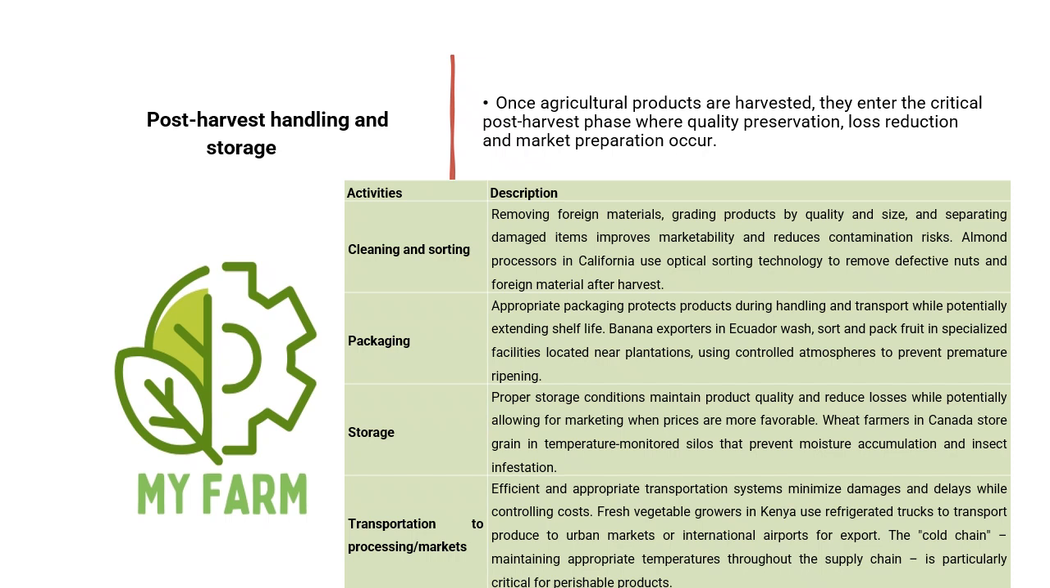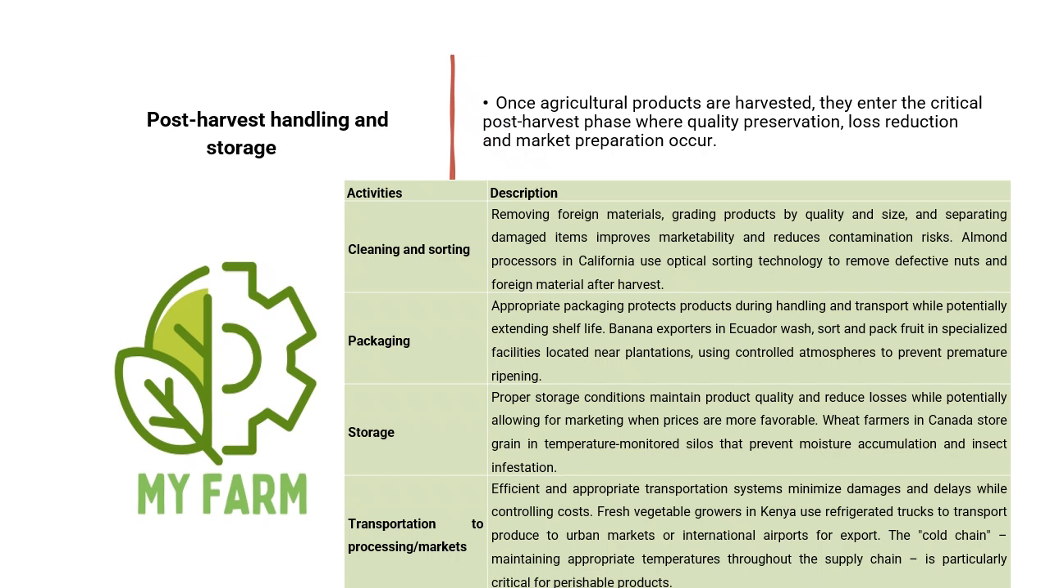Almond processors in California use sophisticated optical sorting technology to remove defective nuts and foreign material after harvest, ensuring only premium quality products reach consumers. Appropriate packaging protects products during handling and transport while potentially extending shelf life.